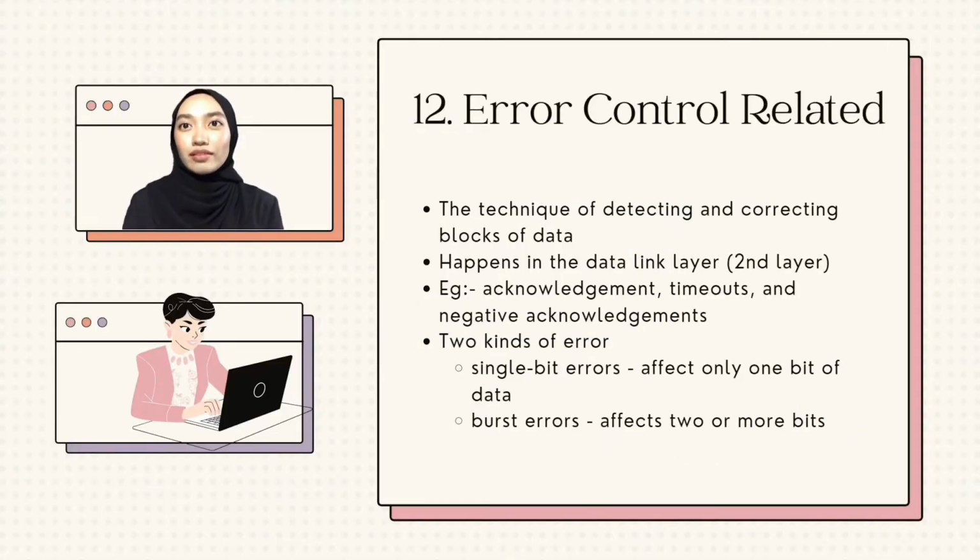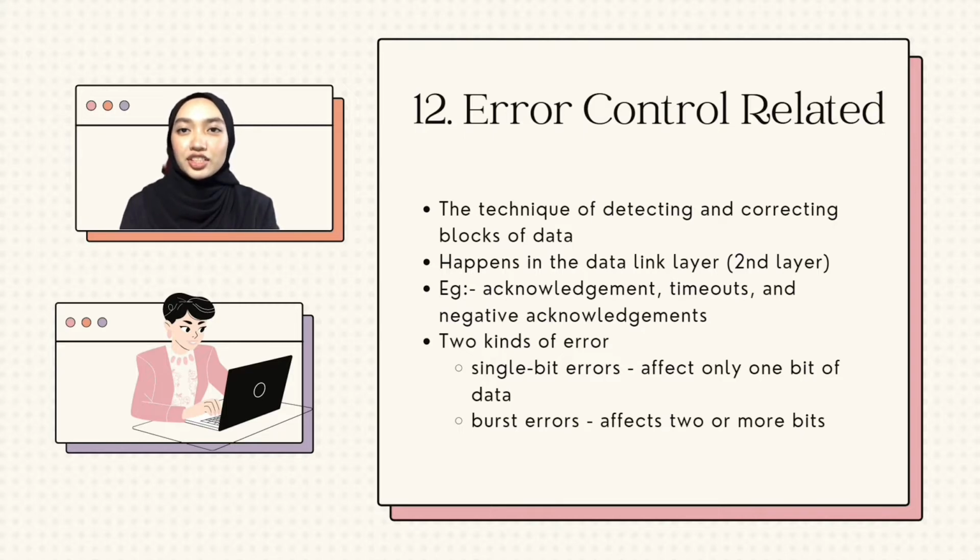Next, we move on to error control. Error control is the technique of detecting and correcting blocks of data during communication and happens in the data link layer, which is the second layer. While in transmission, data might become corrupted. Errors must be discovered and resolved in order to maintain dependable communication.